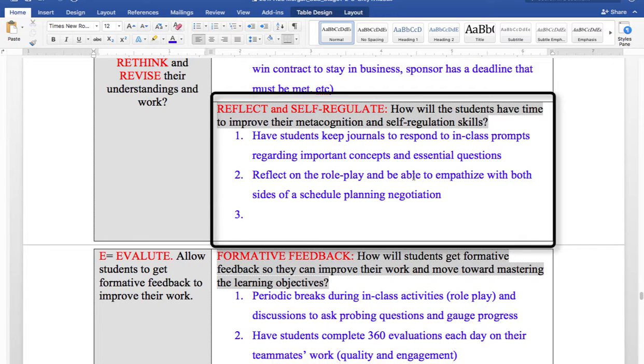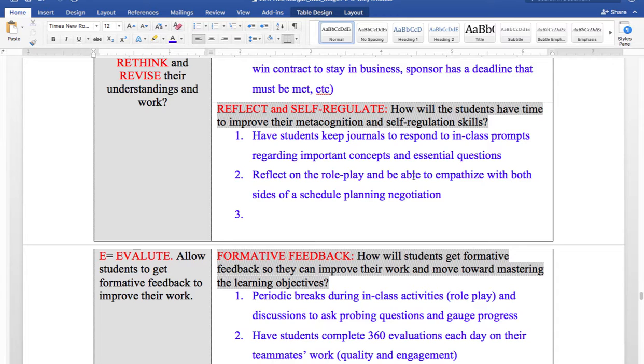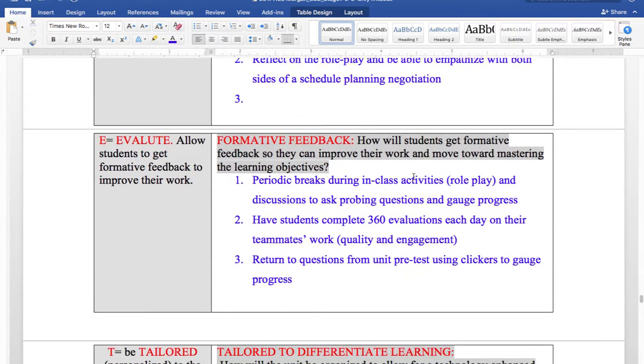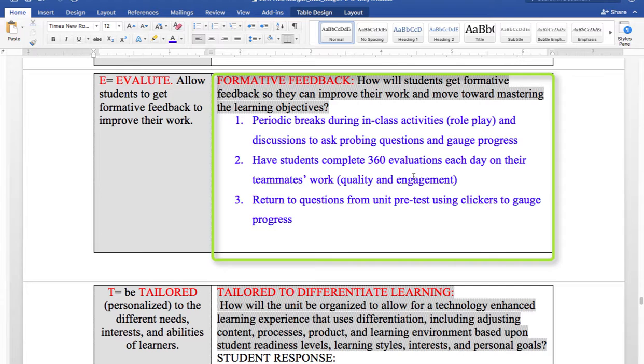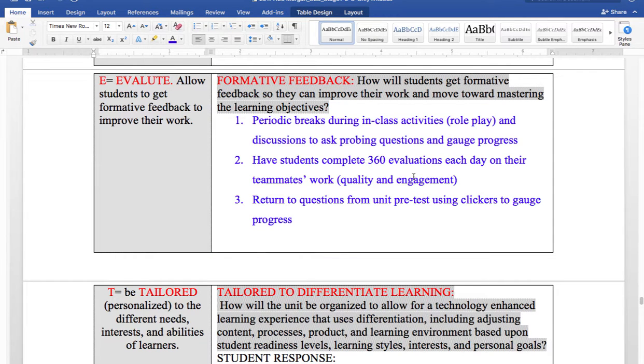Reflection and self-regulation: how will students have time to improve their metacognitive and self-regulation skills? Keeping journals, reflecting on the role play, trying to look back and assign meaning to the activities that they've been through. The second E is evaluation and formative feedback: taking periodic breaks throughout the activities, asking questions and trying to get verbal feedback from students to see how they're starting to make connections between the different pieces of the schedule that we're working on. Perhaps having students develop evaluations each day for their teammates' work.